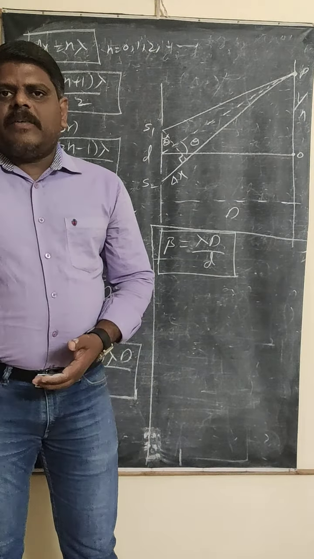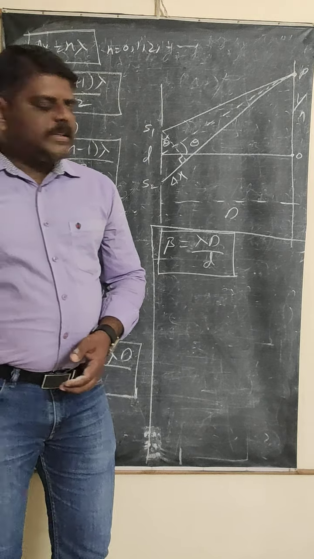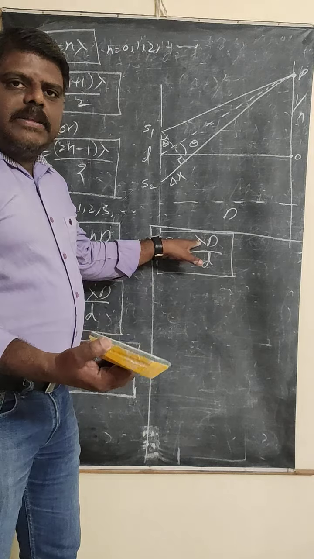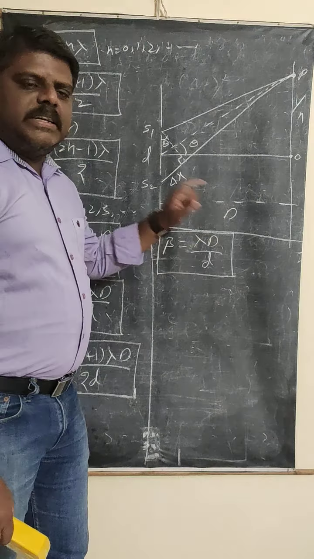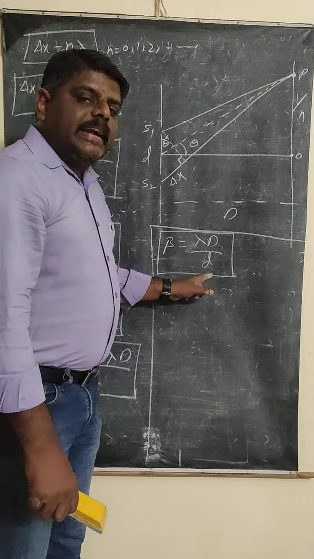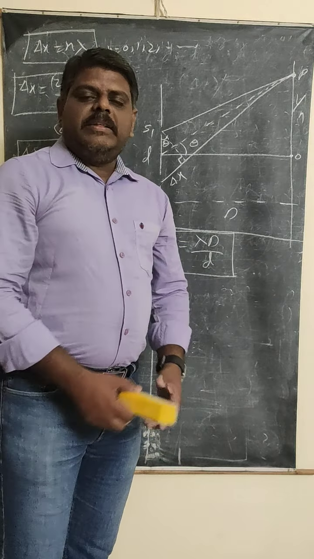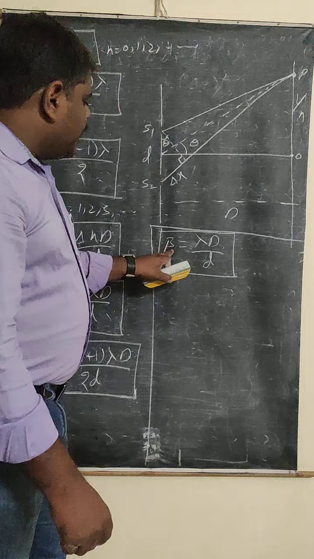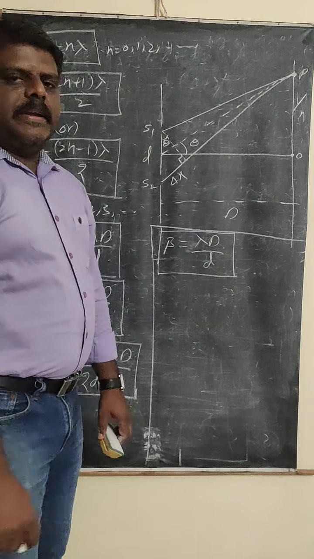So how can you increase the fringe width in Young's double slit experiment? There are three ways. First, you can increase the wavelength. Second, you can increase the distance of the screen. Third, you can decrease the distance between the slits. In these three ways the fringe width will be increased. Beta is equal to lambda into capital D by small d.